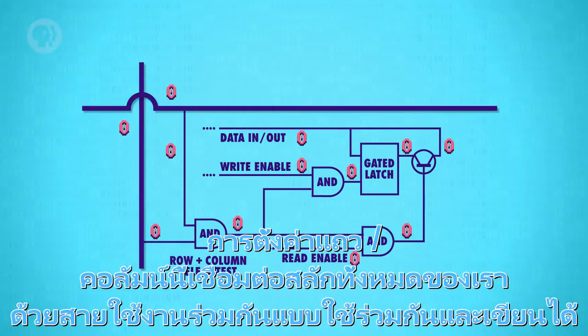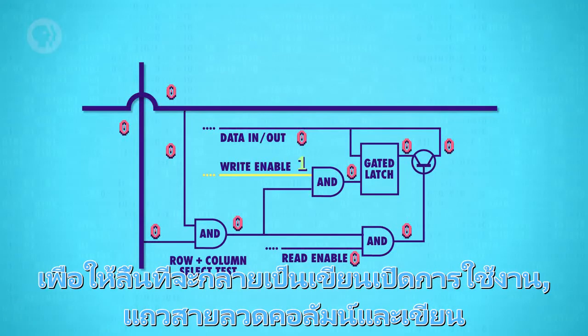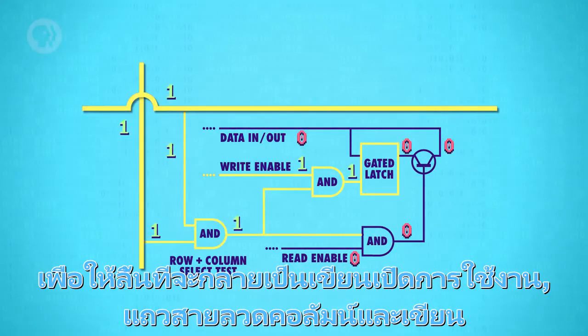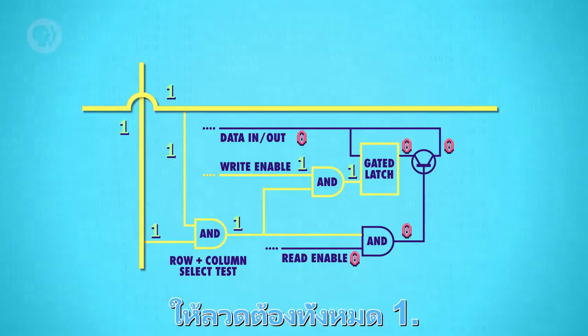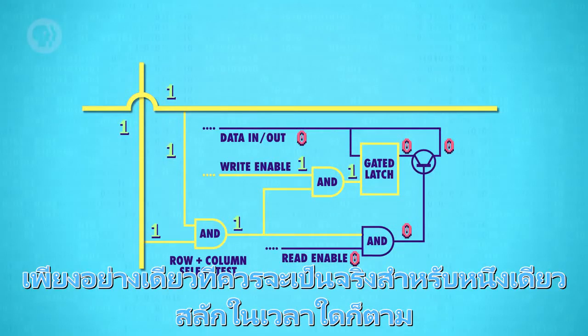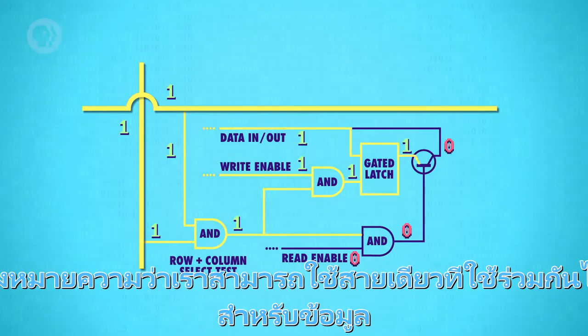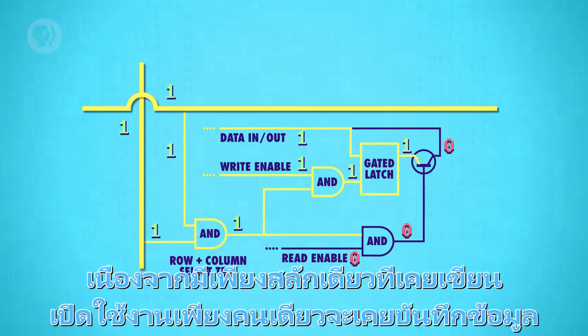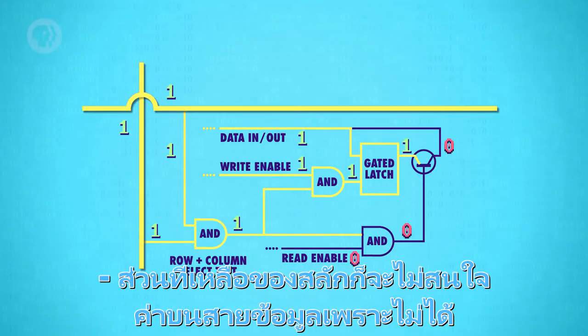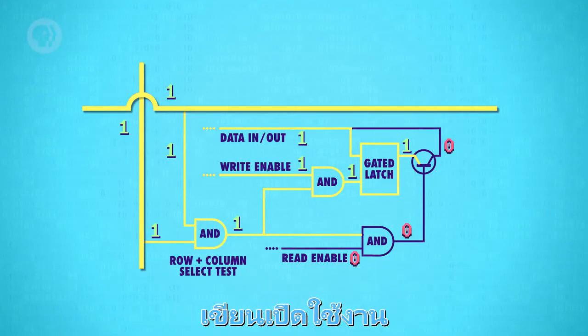This row and column setup connects all of our latches with a single shared write enable wire. In order for a latch to become write enabled, the row wire, the column wire, and the write enable wire must all be 1. That should only ever be true for one single latch at any given time. This means we can use a single shared wire for data, because only one latch will ever be write enabled, only one will ever save the data. The rest of the latches will simply ignore values on the data wire because they are not write enabled.